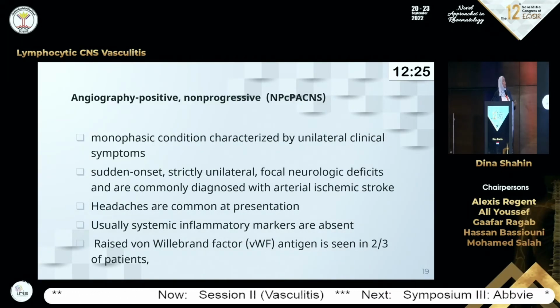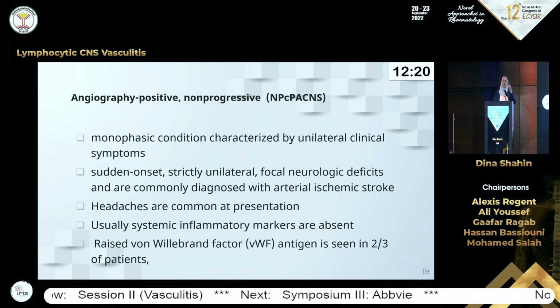الانجيوجرافي بوزيتيف نون بروجريسيف، وده اقلهم شويه وبيبقى مونوفيزيك وبياخد 1 فاسكولار تيريتوري وما بيتعدهوش، يعني الحته بس اللي سبلايد بالارتري ده هي اللي بيبقى فيها الباثولوجي، وبتبقى يونيلاترال. دي حاجه مهمه ومميزه ليها ان هو يونيلاترال، ما عندهمش اي سيستميك ماركر اوف انفلاميشن خالص، لكن البيشنتس دولت عندهم ريزد فون فيلبراند، لانه طبعا اندوثيليال انجري بيرفع الفون فيلبراند فاكتور عند العيانين دولت اب تو 2/3.